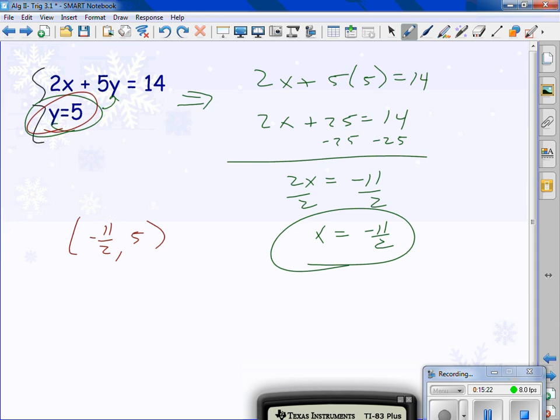What about that first? What do you mean? I could have substituted this negative 11 halves up here and resolved. I would have still got 5 as an answer. Let me show you in a different problem.